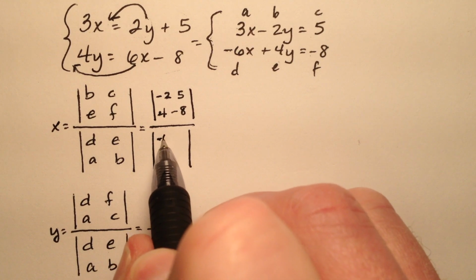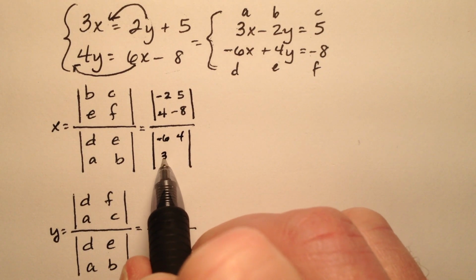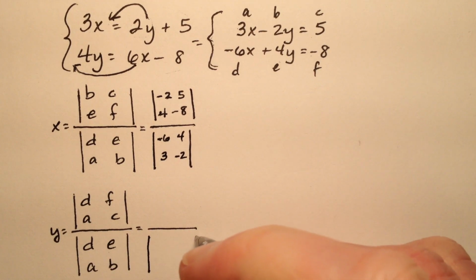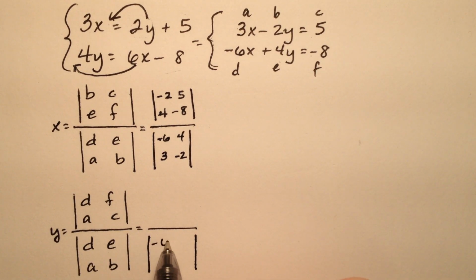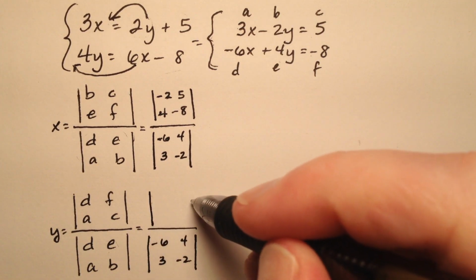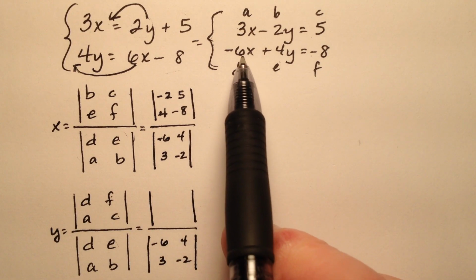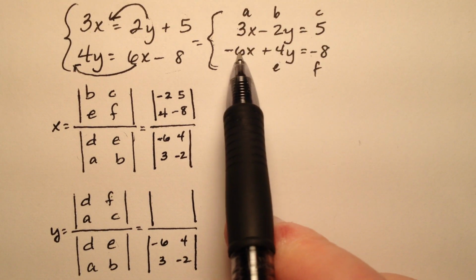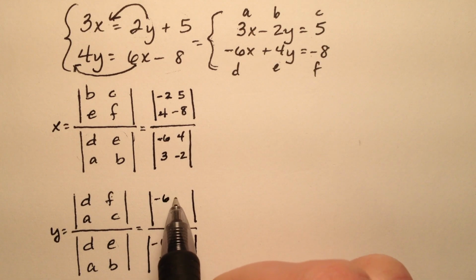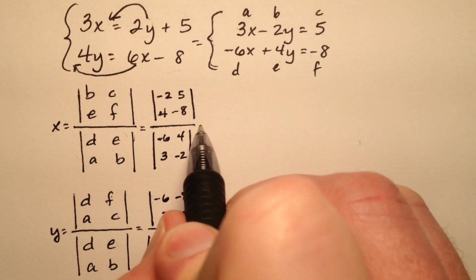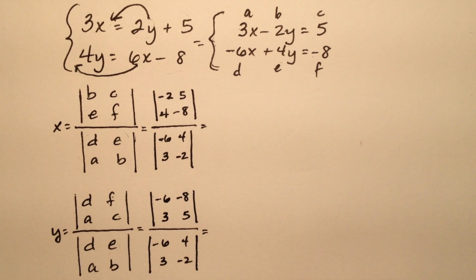So negative 6, 4, and 3, negative 2, which I know the denominator for my y will be the same. So I'm going to rewrite that now here. Okay, so I'm just focused on my y numerator now. D, F, A, C, so negative 6, negative 8, and 3, and 5.